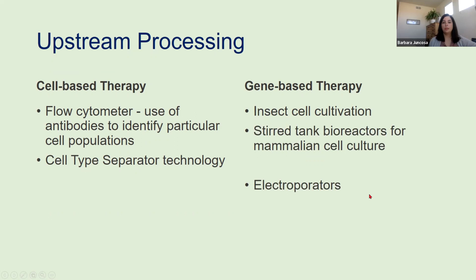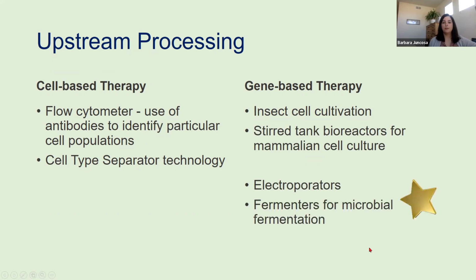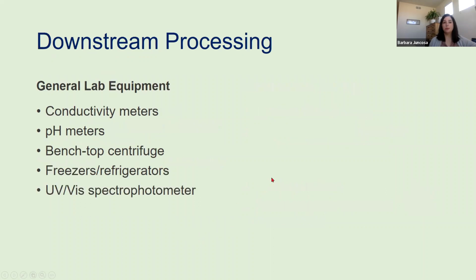And then gold star means optional. If you want to go that extra mile, electroporators and fermenters for microbial fermentation. For gene-based therapy, here we're talking about producing the DNA plasmids and the material that will then be encapsulated into the virus capsids. So we can move on to downstream processing.